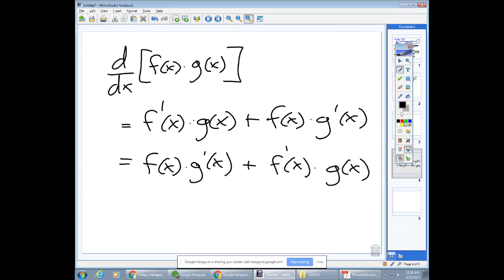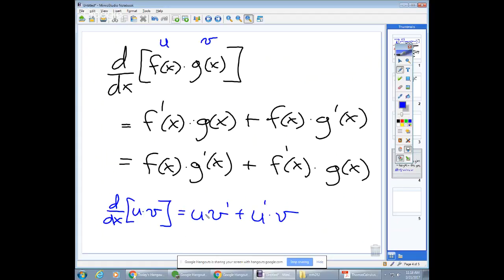Often we'll write it in a slightly different way. We'll let u stand for f of x and v stand for g of x. And then we'll write the derivative with respect to x of u times v is equal to u times v prime plus u prime times v. All right, so sometimes you see it with u's and v's.